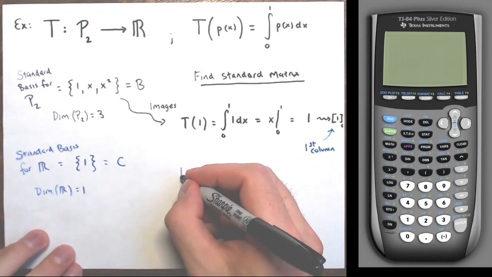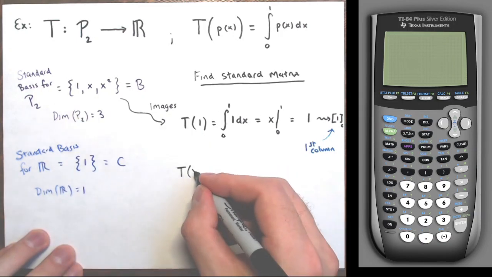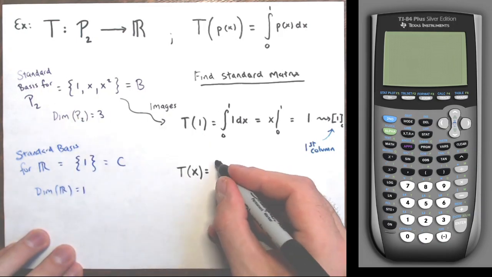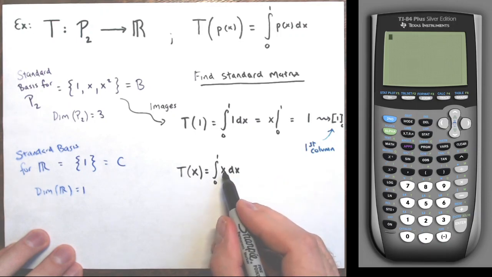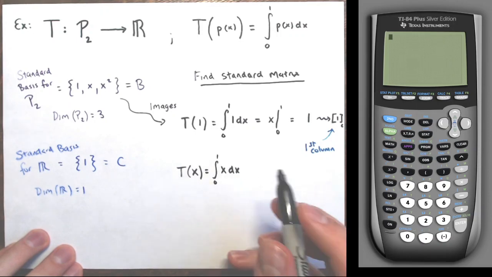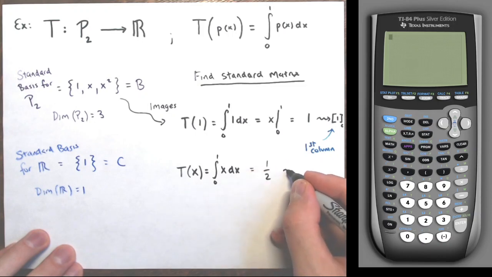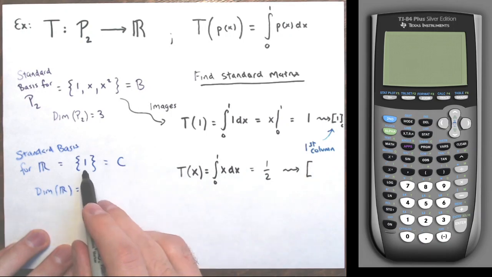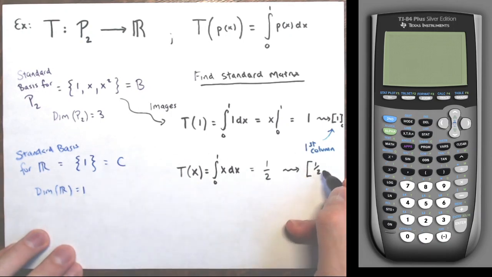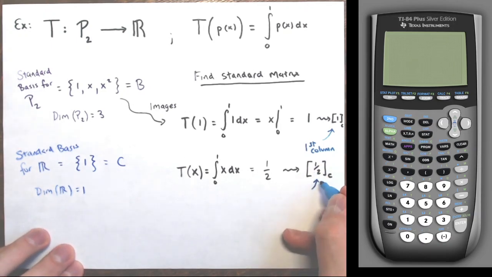All right, then the next standard basis vector from B is x. What's T of x? Integral from 0 to 1 of x dx. Now again, this is half x squared. Plug in 1, plug in 0, subtract, just plug in 1. That's a half. And again, if I were to write this as its coordinates with respect to basis C, this is just a half times 1, so it's a half. All right, so there's the second column.